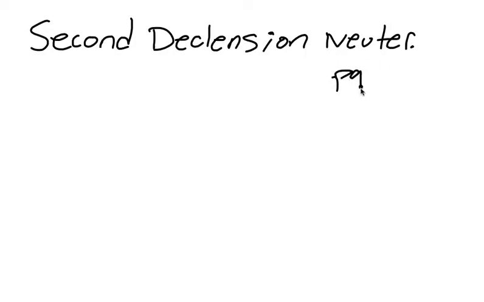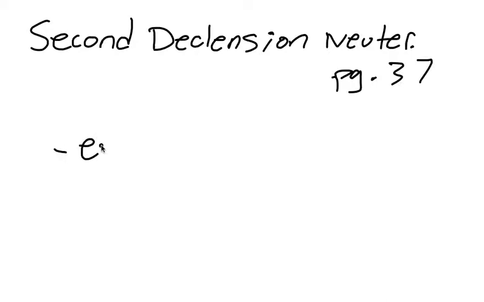Of chapter 4, and what we're talking about today is second declension neuter, and you can find this on page 37 of your book.